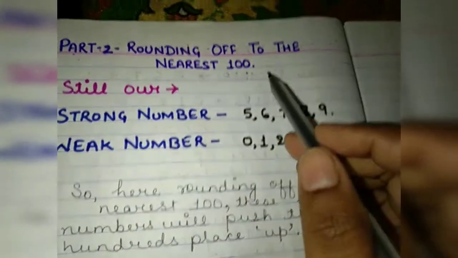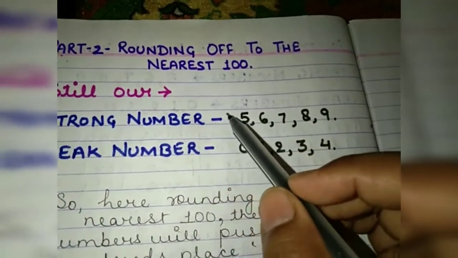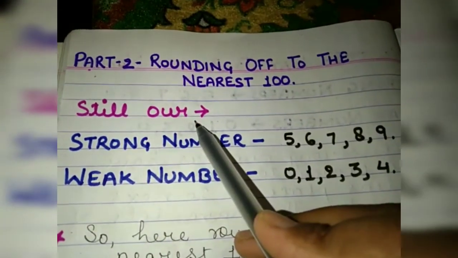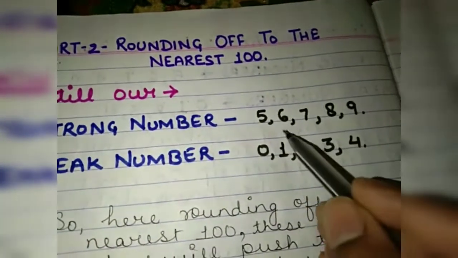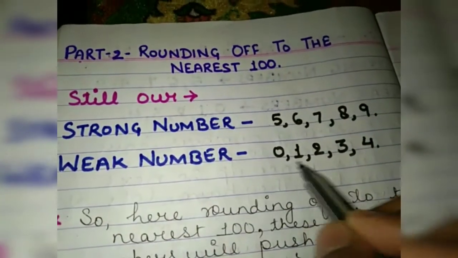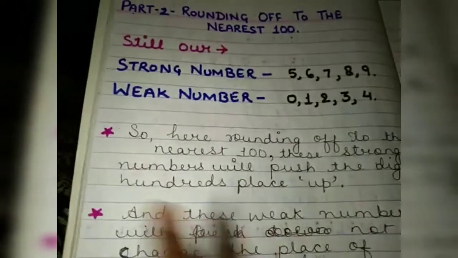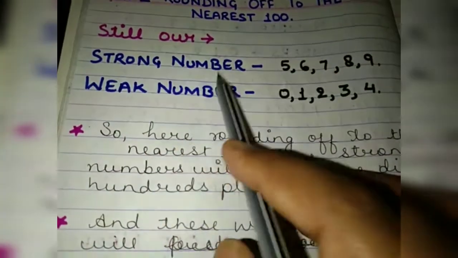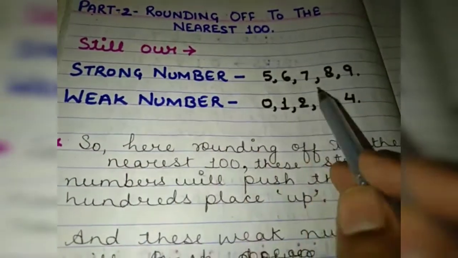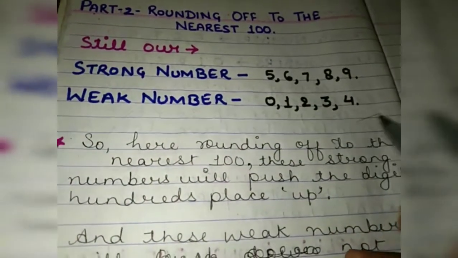Part 2, rounding off to the nearest 100. Now children, today we will learn about rounding off to the nearest 100. Still our strong numbers are 5, 6, 7, 8 and 9, and weak numbers are 0, 1, 2, 3, 4. What we learned yesterday, strong numbers and weak numbers, is the same here also.